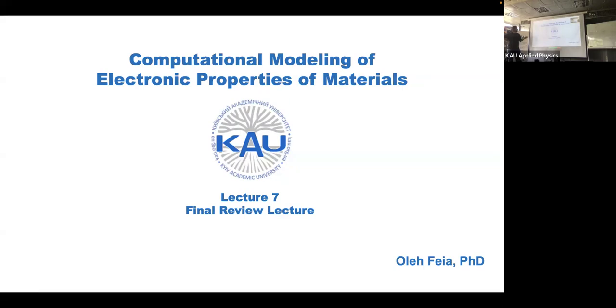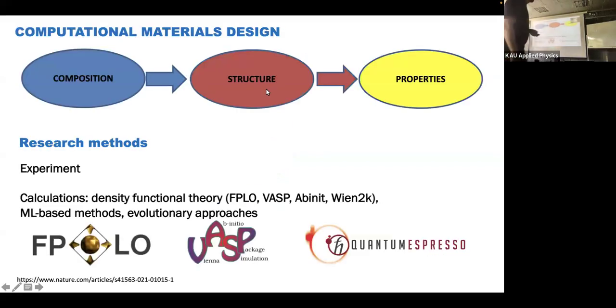So first of all, we are working in the field of computational material design. And you saw very clearly how we got from structure to the properties. So we started in each of our calculations from the structure, then we calculated energy, then we calculated band structure, DOS, and some other properties.